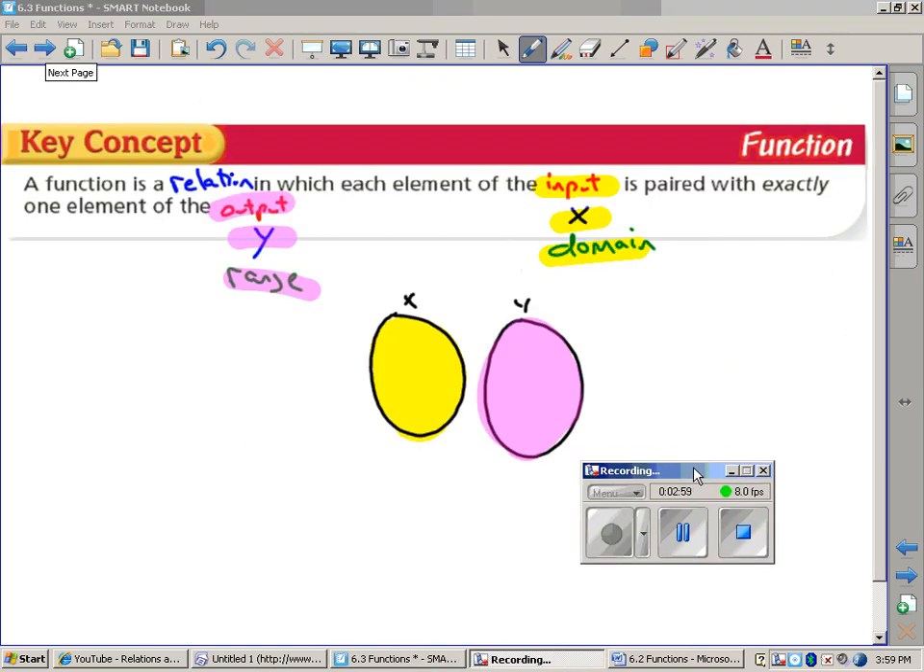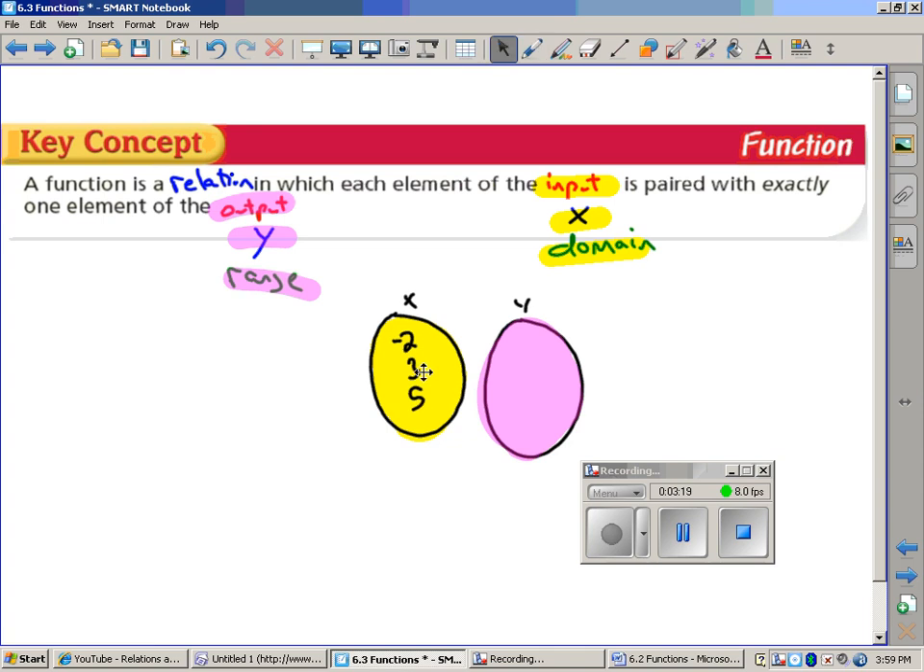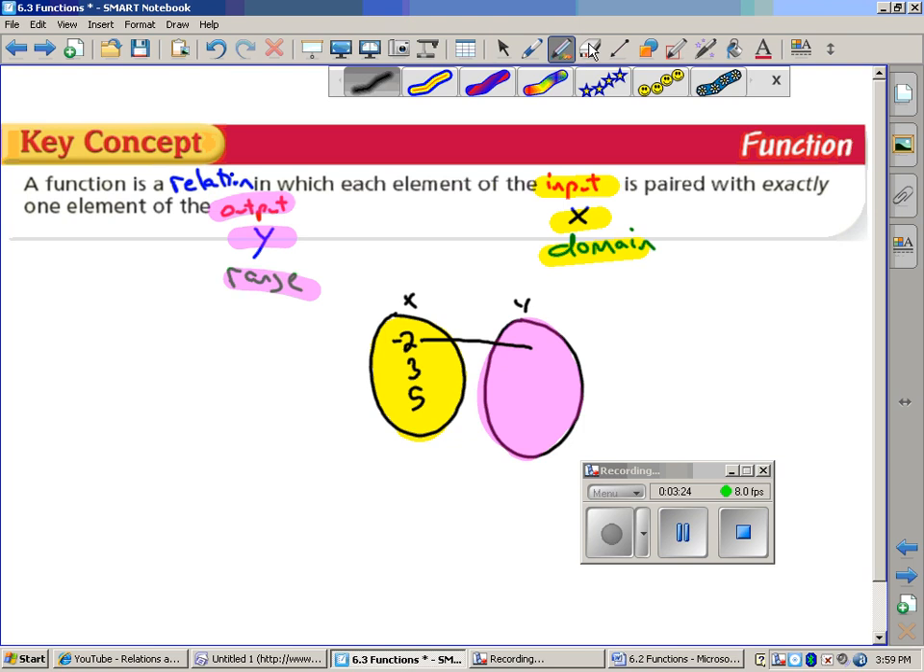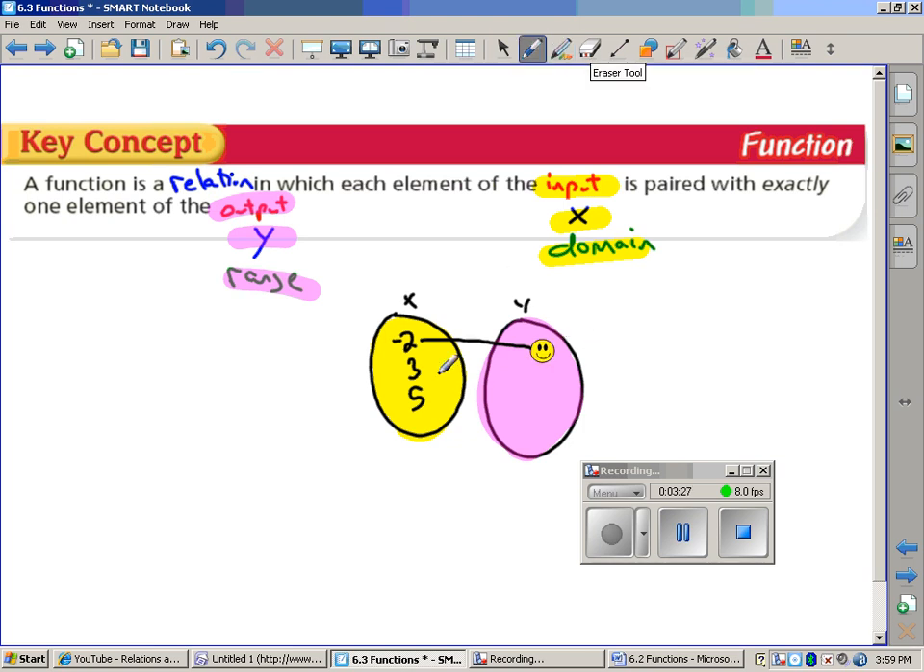Our basic idea of function: a function is a group of ordered pairs in which each element of the input, the x values, the domain, whatever you want to call the first bubble, is paired with exactly one element of the output, the y values, or the range. So if I have a domain here of -2, 3, 5, this can only go to one item over here. Doesn't matter what it is, could be anything. This can go to the same guy, that's fine. That's kind of what I call the dollar store example, as long as 3 doesn't go anywhere else.